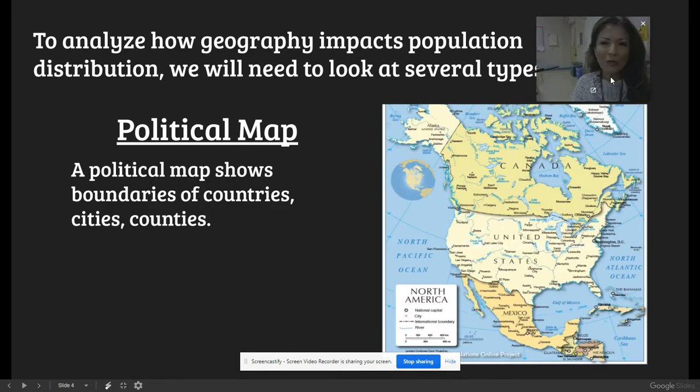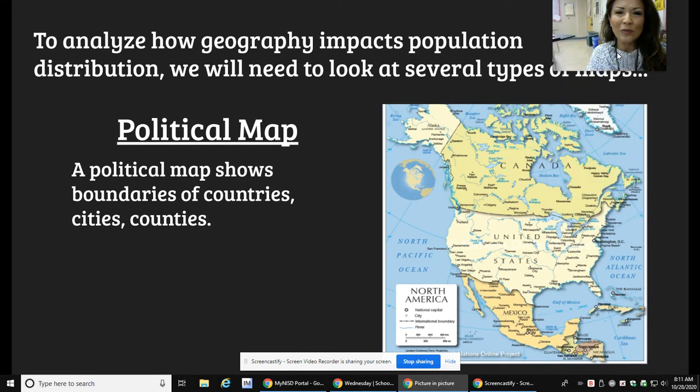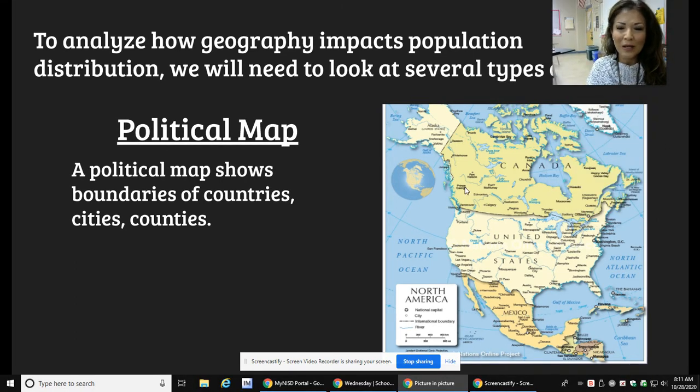To analyze how geography impacts population distribution, we will need to look at several types of maps. We'll look at a political map. I always tell my kids, remember it like a government. It's more of a government issue. They created borders to separate the countries or separate the states. Think of it like that. So a political map shows boundaries of countries, cities, and counties.